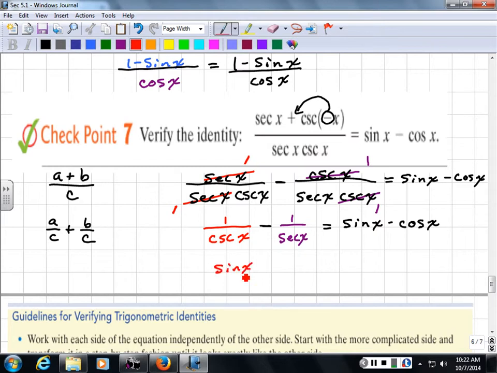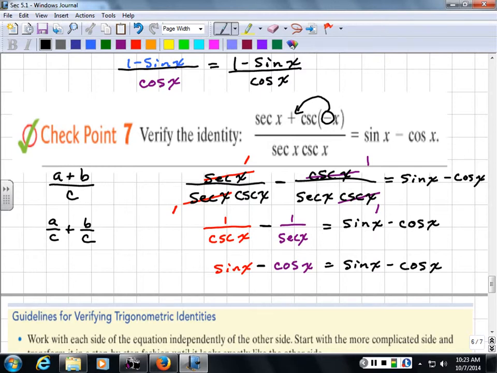And I'm subtracting 1 over secant of x, which just so happens to be cosine of x. And that is, in fact, equal to sine of x minus cosine of x. Now, addressing what Abrat and Tate were saying, yes, I could have changed the secant x, cosecant x into 1 over sine x cosine of x. But I'm still going to have to split things up and use my reciprocal identities, and it's actually going to become a lot more complicated.